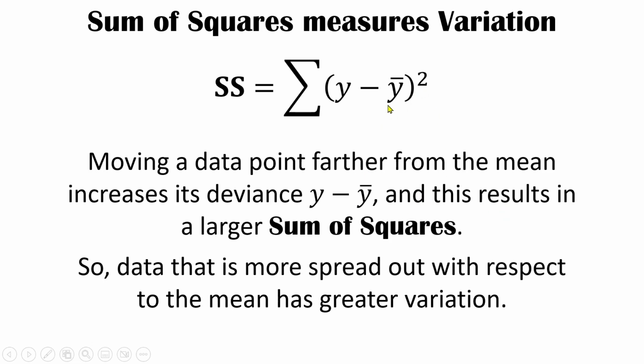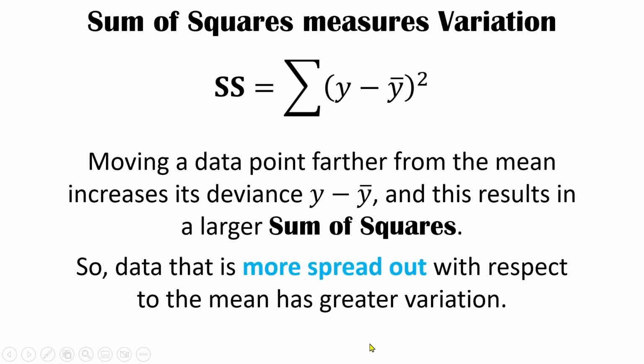And so what, hopefully, you understood from the example, is that if you move a data point further from the mean, that increases its deviance. And this results in a larger sum of squares. So in other words, the more spread out the data is with respect to the mean value, the greater the variation.